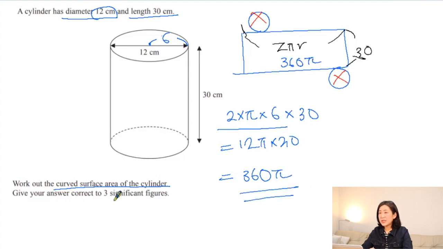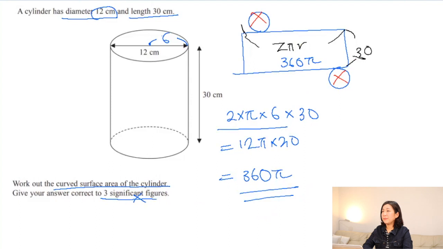And then the question is talking about three significant figures. That means what you need to do is 360 times pi. Use your calculator and then write down the number as three significant figures. But in this video, I'm not going to deal with it.